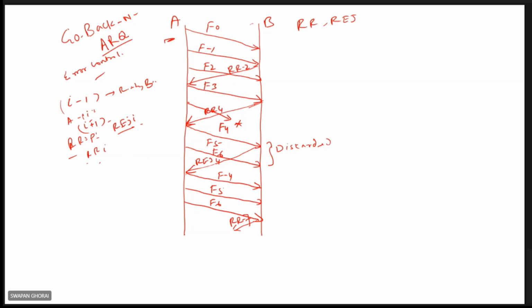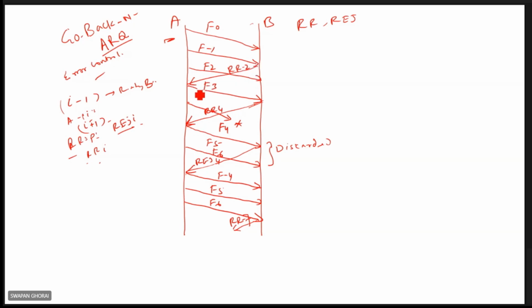Now we are discussing these things through examples. In this example, A is transmitting frames to B: F0, F1, F2, and so on. After getting F1, B acknowledges the frames with RR2. That means it has received 1 and is ready to receive 2.